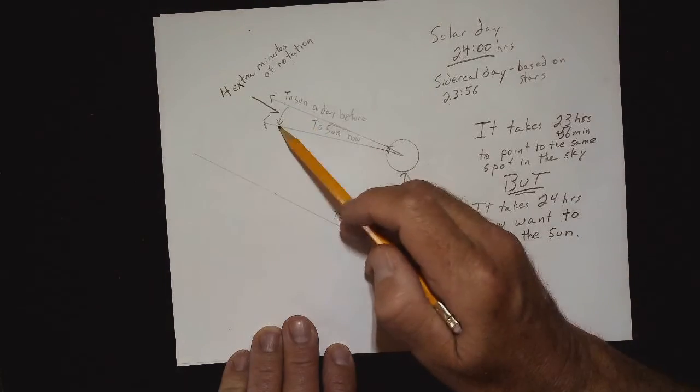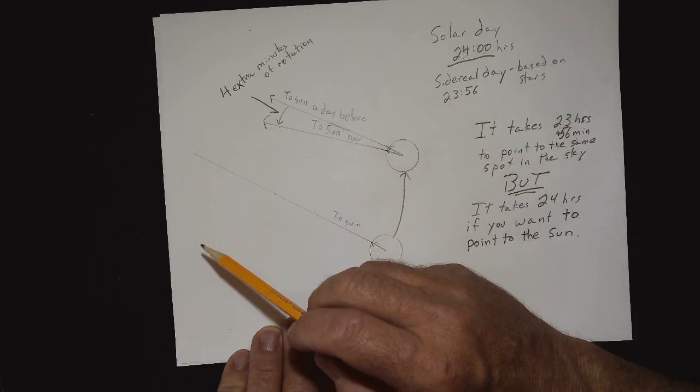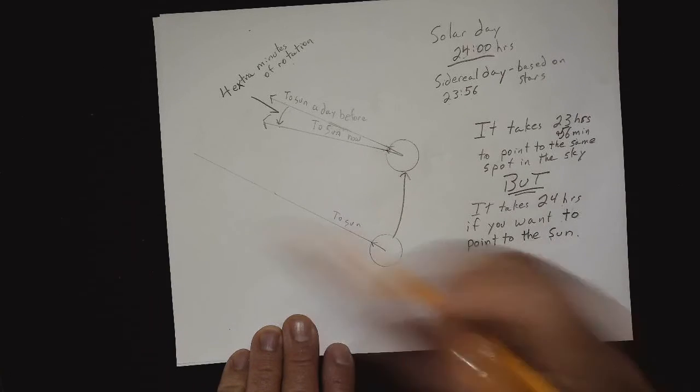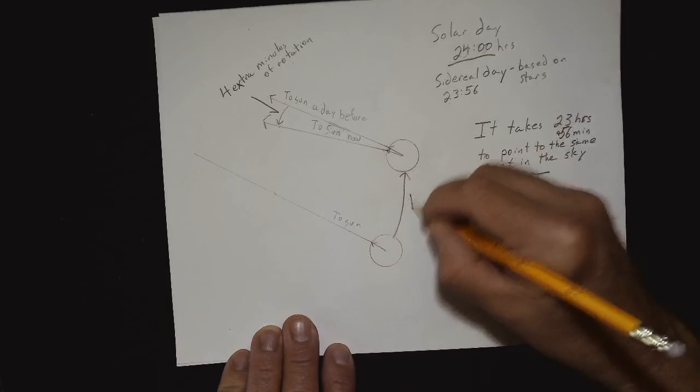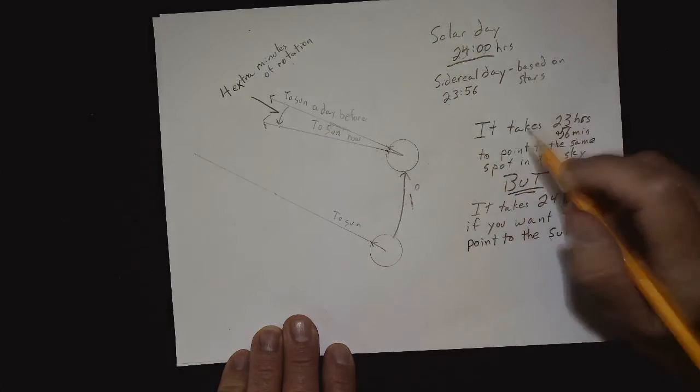That additional 4 minutes every day of extra rotation so we can continue pointing at the sun because we've moved 1 degree in our great orbit around the sun.